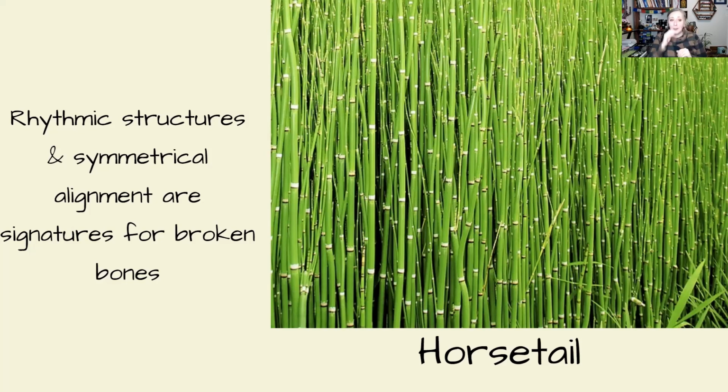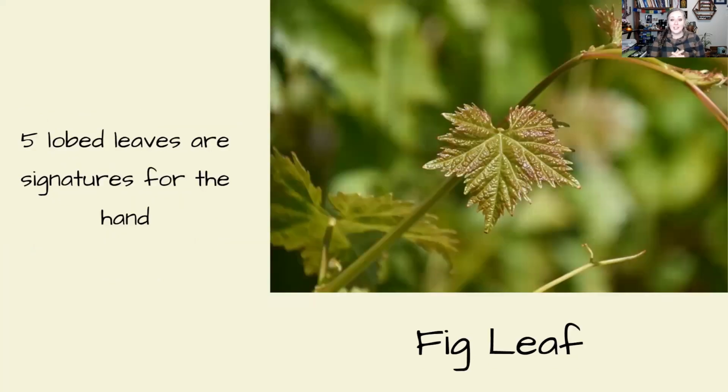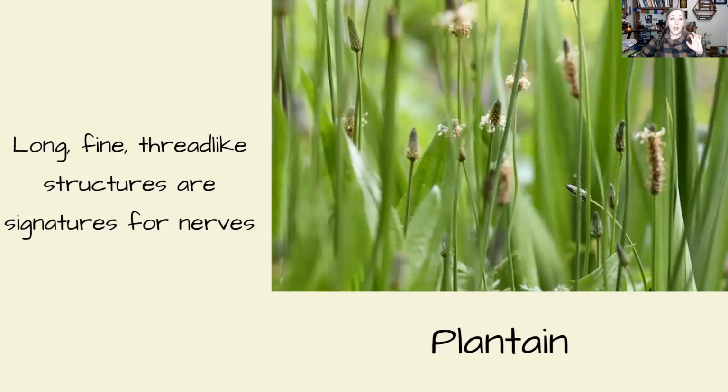Okay. Our next signature, our 5-lobed leaves, are signatures for the hand. So the leaves of a fig tree are used in ailments for joints of the hand. And you can see it kind of looks a little bit like a hand. So next, we're going to talk about a nerve signature. So long, fine thread-like structures are signatures for the nerves. Okay. And our example here is plantain.